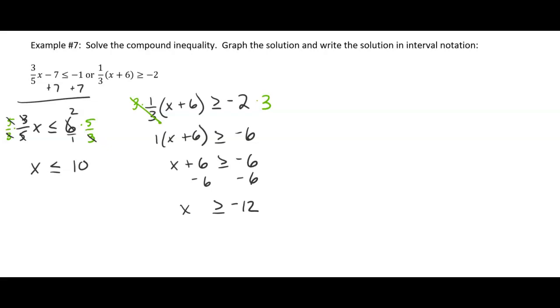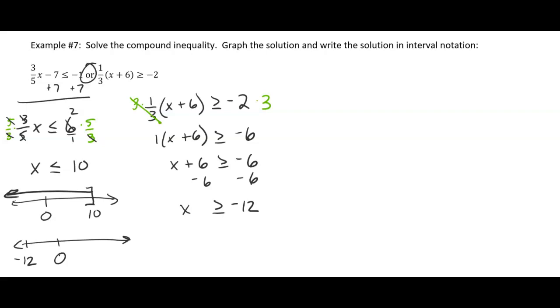Okay? So this time, I didn't graph them, did I? On this piece, it says, hey, we want all the numbers that are less than or equal to 10. So we want all those numbers. And then the other graph, I'll put it underneath so you can see it. Here's 0. Pretend like here's negative 12. I should have graphed it a little bit better. But I want x on the other part. It says or, remember this is an or statement, or x is greater than or equal to negative 12.